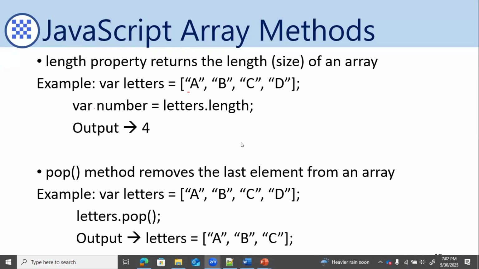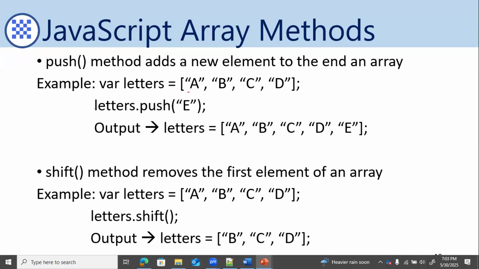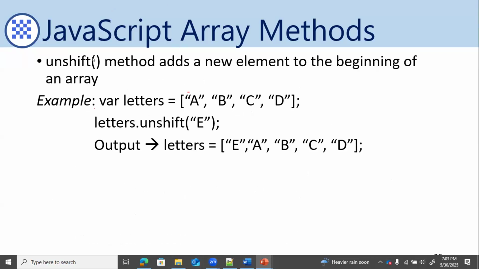After that, we have the pop method and the push method. Pop method is used to remove the last element from the array. Push method is used to insert a value to the last location of the array. For the pop method, we don't have to pass any parameter. Push method is used to add a new element to the end of the array, so you have to pass a parameter. Shift method is used to remove the first element of the array. Unshift method is used to add a new element to the first location. Shift and unshift both perform operations on the first location of the array.